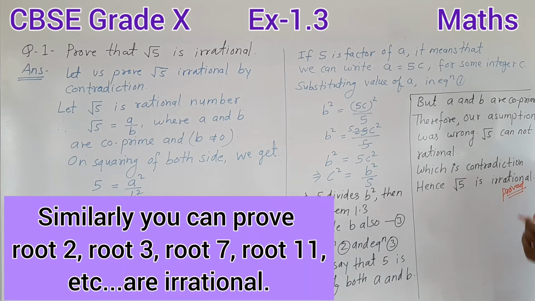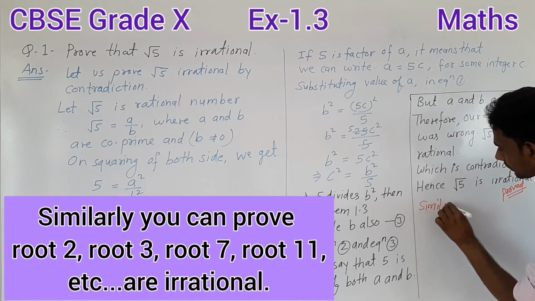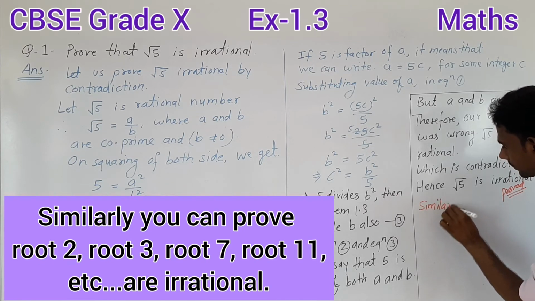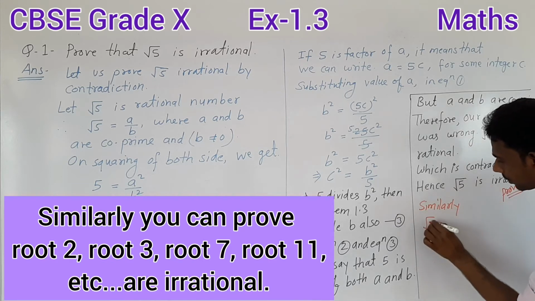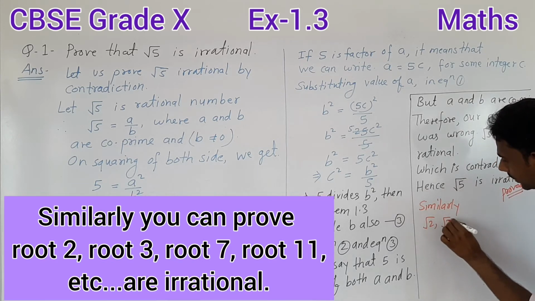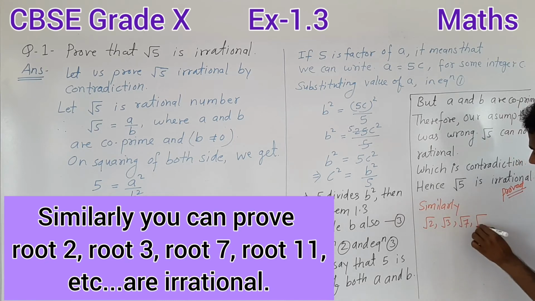Similarly, you can prove that root 2, root 3, root 7, root 11, etc. are irrational.